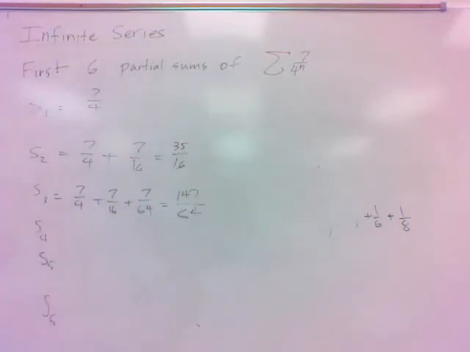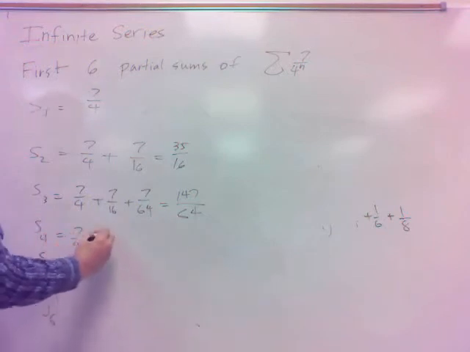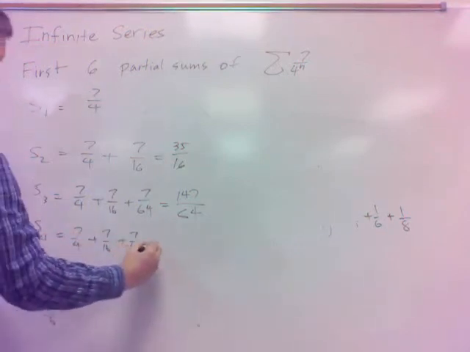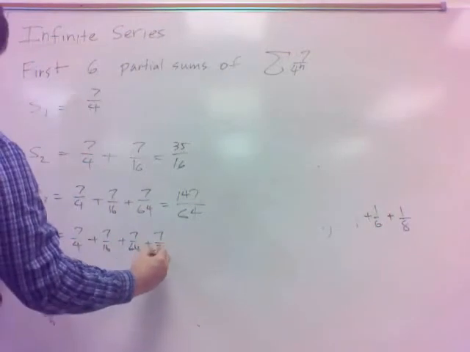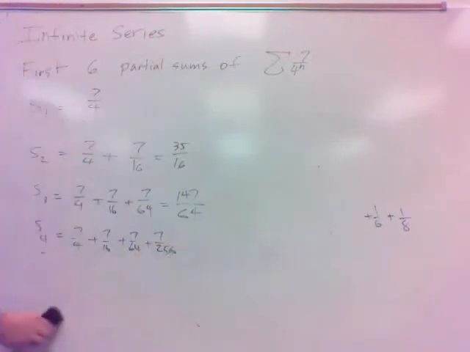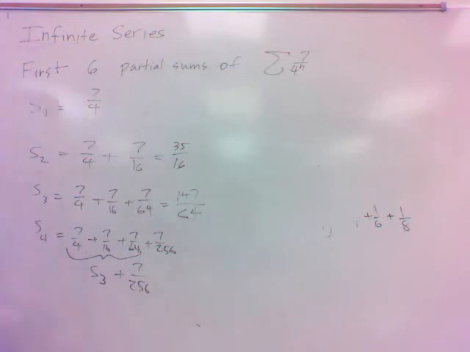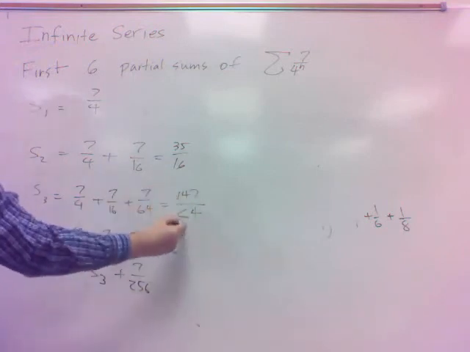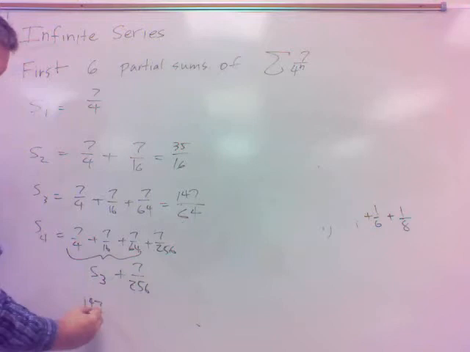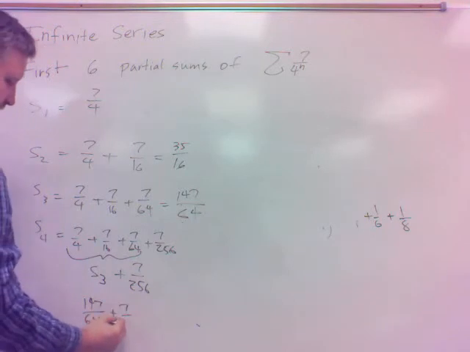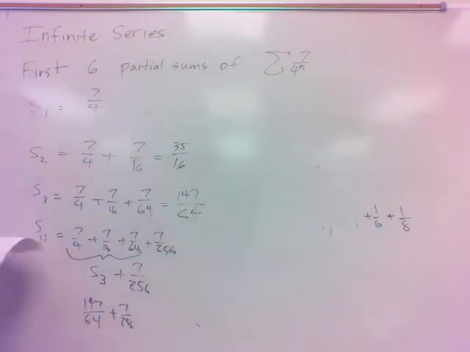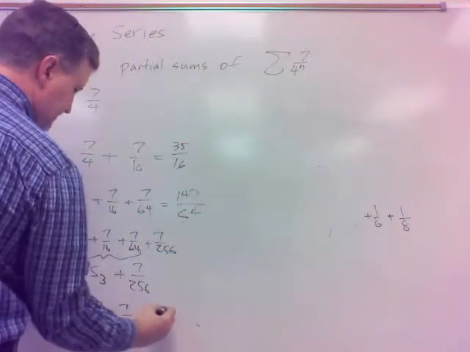Now, what we might note there is for S4, it's 7/4 plus 7/16 plus 7/64 plus 7/256. What we might note there is, what are the first three terms? First three terms are S3. So I'm just adding one term to S3, so you don't have to do the whole thing over again, right? You just have to add 7/256 to the 147/64. That's how we're getting these. That gives 595/256. That's S4.